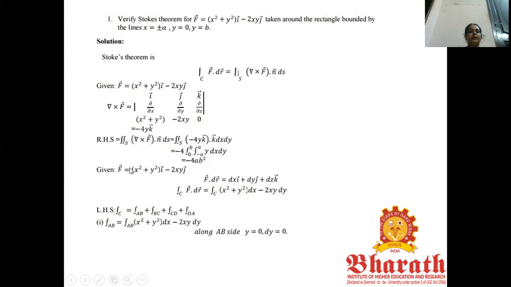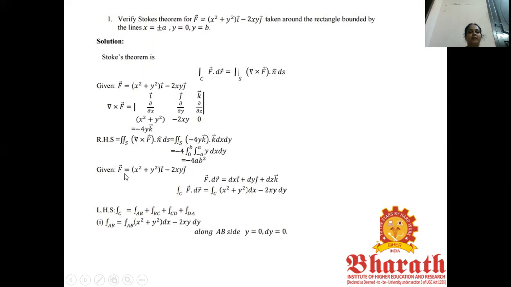First we have to calculate the inner integral with respect to x, then substitute the limits, then calculate the outer integral value. So we got minus 4ab square. So the right hand side is minus 4ab square. Similarly, we have to prove the left hand side is also the same.